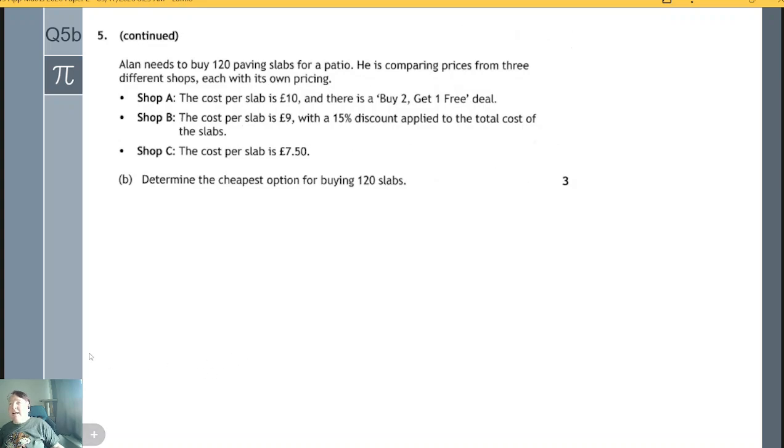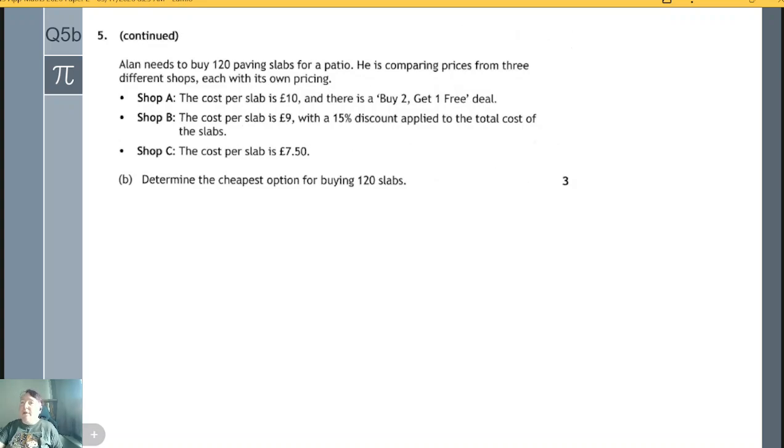Now we're going to see Alan doing some work. Alan needs to buy 120 paving slabs for a patio. He's comparing prices from 3 different shops, shop A, B, and C, and we're to determine the cheapest option. So we need to work out all three.